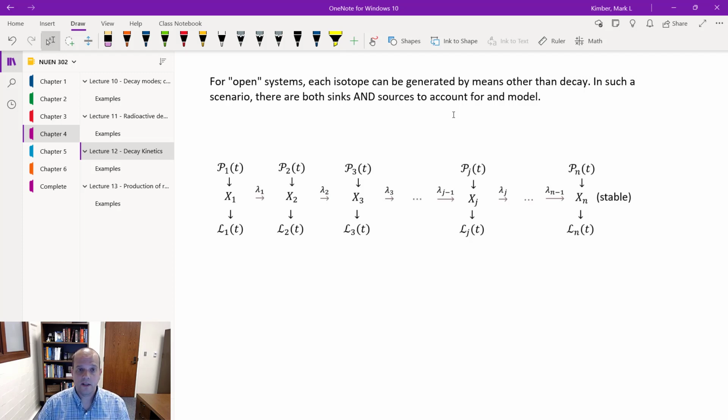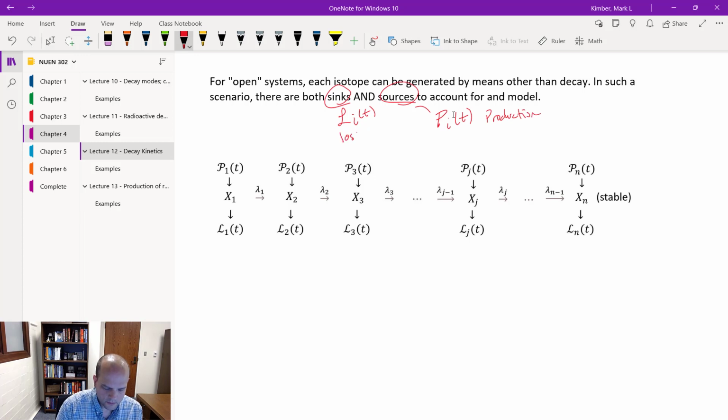But at any rate, that P term here, this production term, is what is accounting for that fission. And so I could be getting this from fission or some other source, but that's the main one we're going to consider. And so my sinks here, this is the losses, and the sources are going to be the production terms, these cursive L's and cursive P's. So this is my production, and this is my loss.